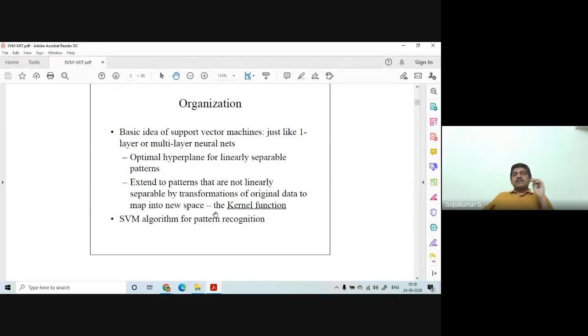Okay, so now we will see what SVM actually is, how it is related to a neural network, and how it is different from a neural network, ANN. So that's the basic idea. A support vector machine is just like a neural network, a one-layer neural network.